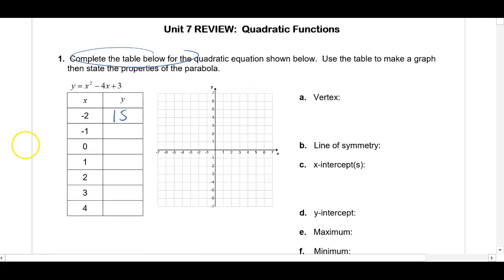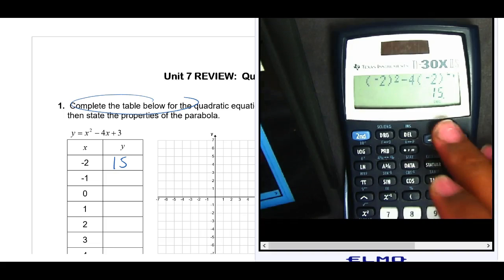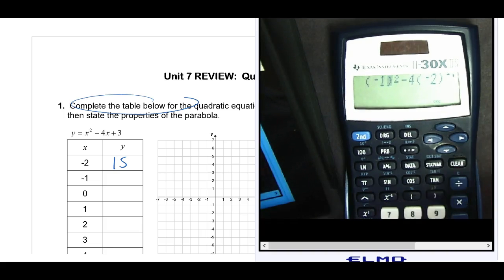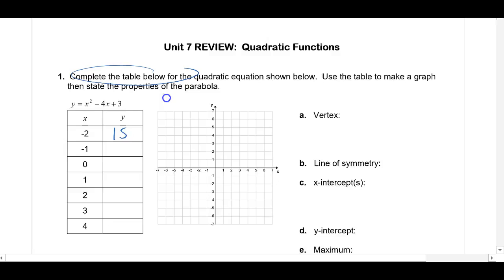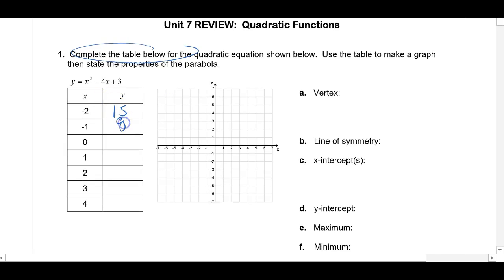Okay. Then I'm going to go up, change the value to -1. And I get 8. And so I'm going to go through and do that with all the points. And as I do that, as I did in class, I will have 8. And then the next numbers will be 3, 0, -1, and then it's going to repeat itself, 0, and then 3 again.